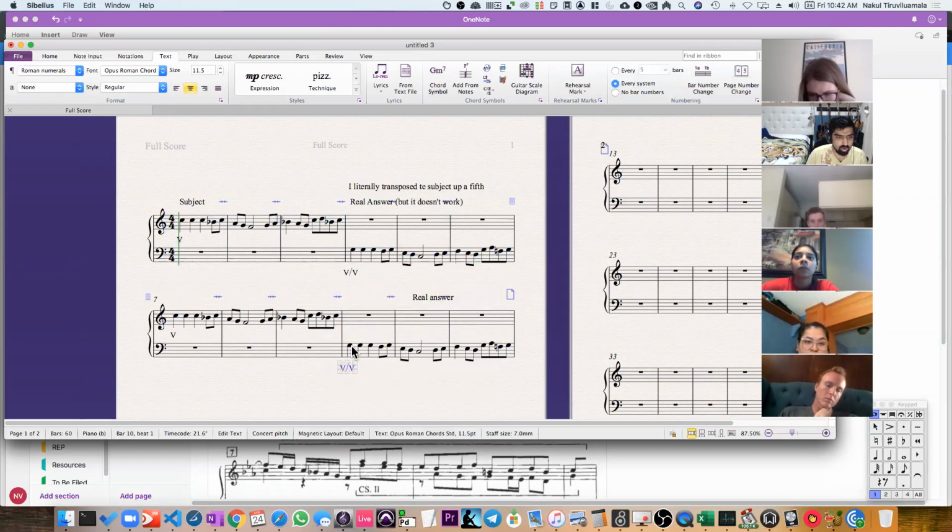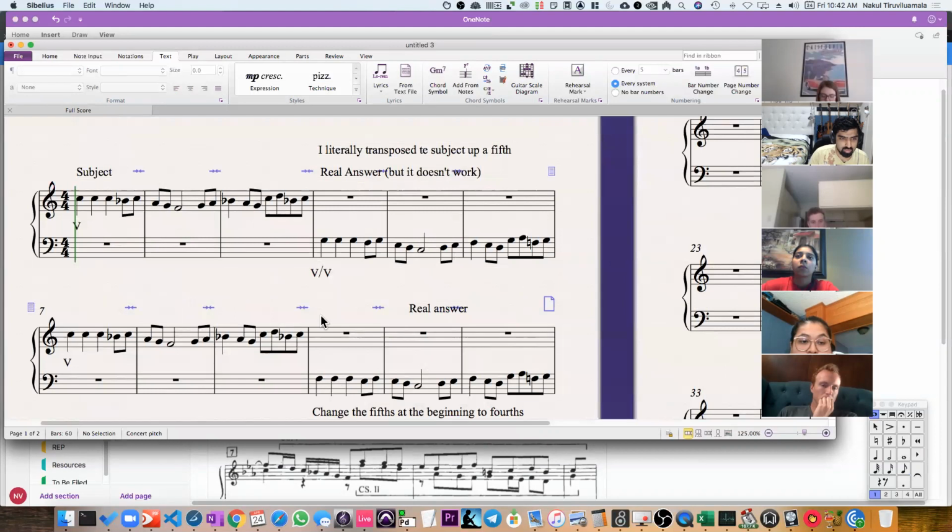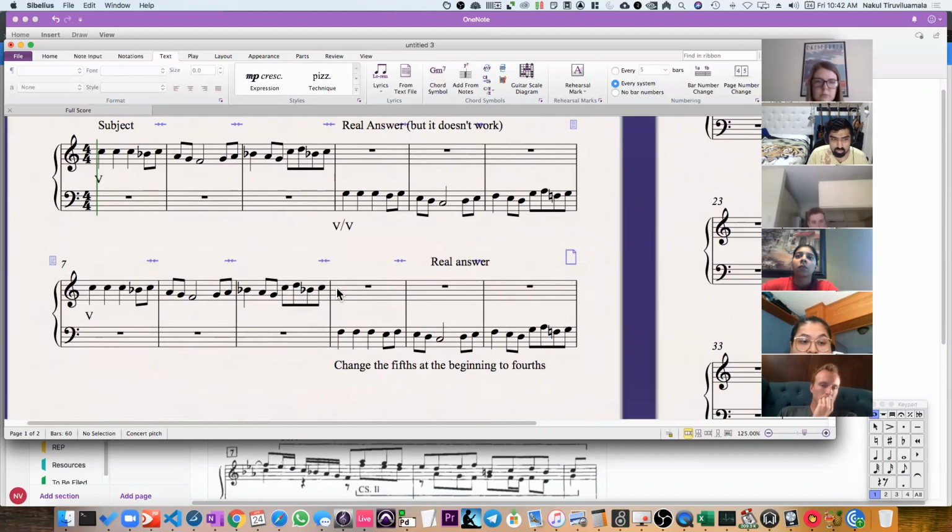So this is the same thing. All I have to do is change the fifths at the outset to fourths. Okay? All I did was change the fifths at the beginning to fourths. And this is basically half of what you have to do. And then you have to add a counterpoint right here. And all I did was just copy and paste. And I changed some fifths.